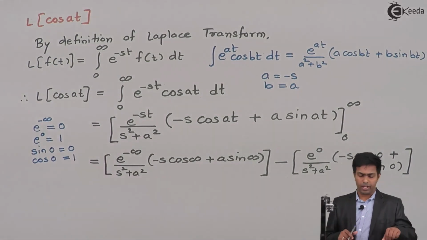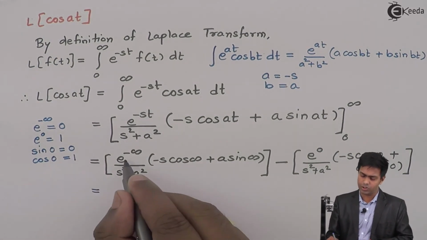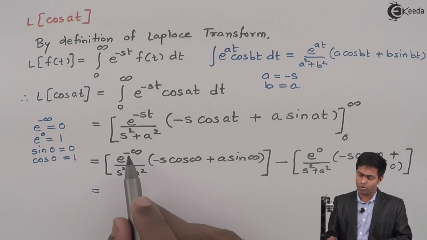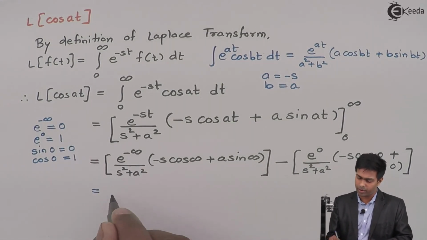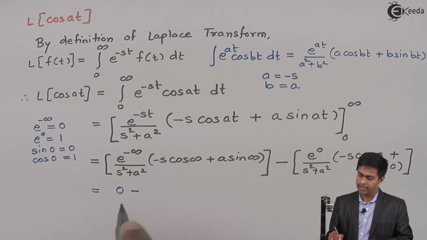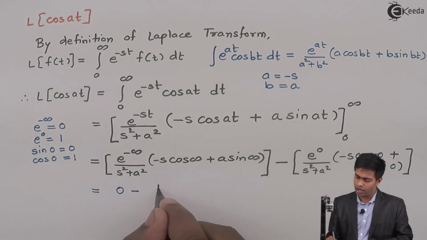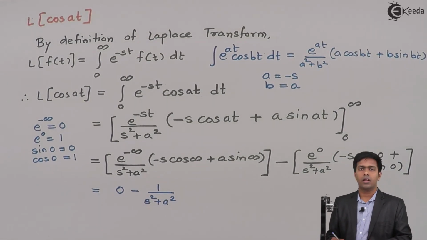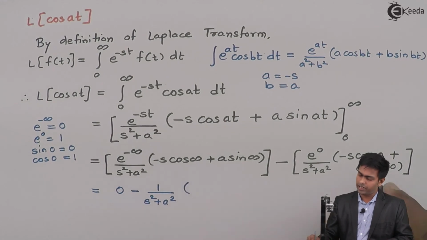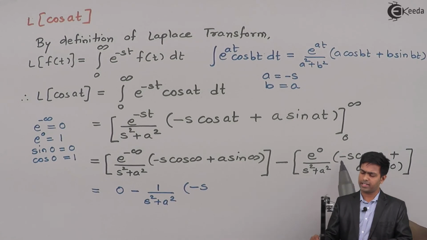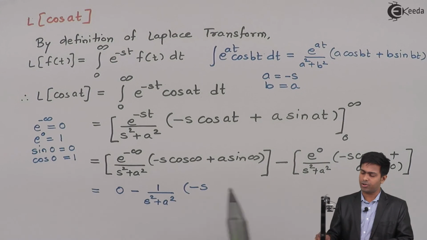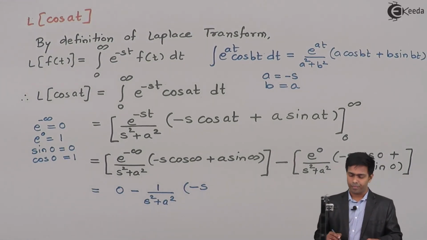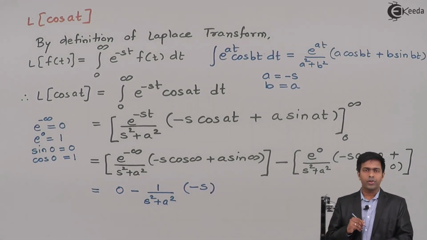By using these formulas, here we'll get e raised to minus infinity is 0, and 0 into anything is 0, so we'll get the whole term as 0. Minus, here e raised to 0 is 1, upon s squared plus a squared. Next, in brackets we'll get minus s cos 0, and cos 0 is 1, so 1 into minus s is minus s only. Next, a into sin 0, where sin 0 is 0, so 0 into a is 0. So I close the bracket.